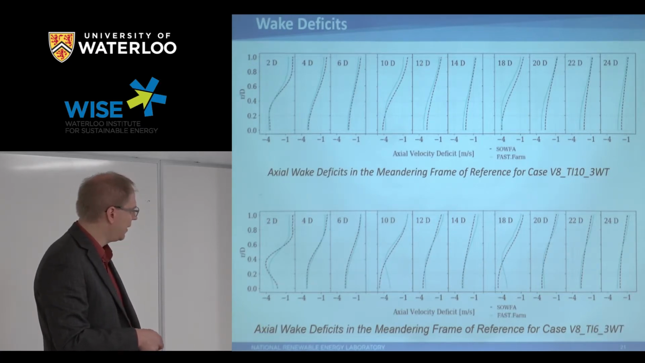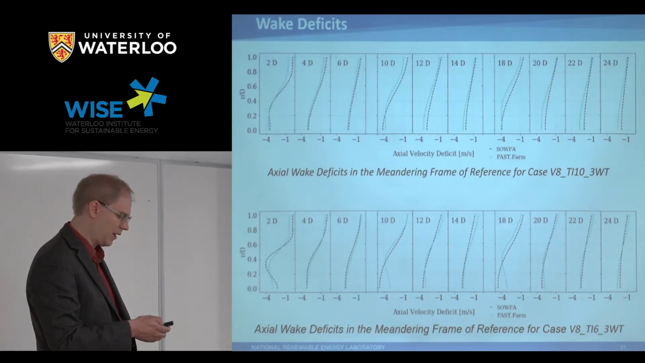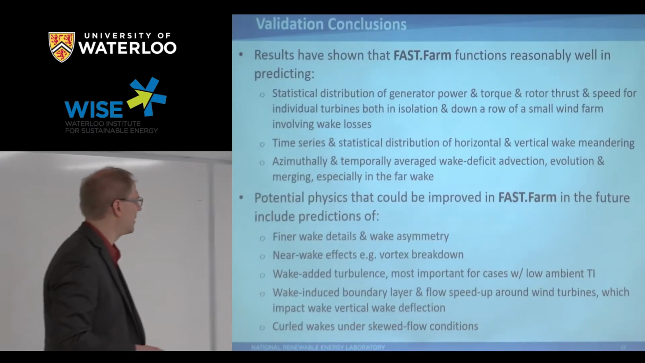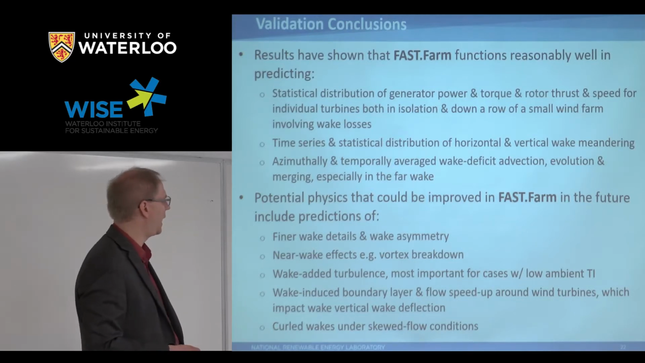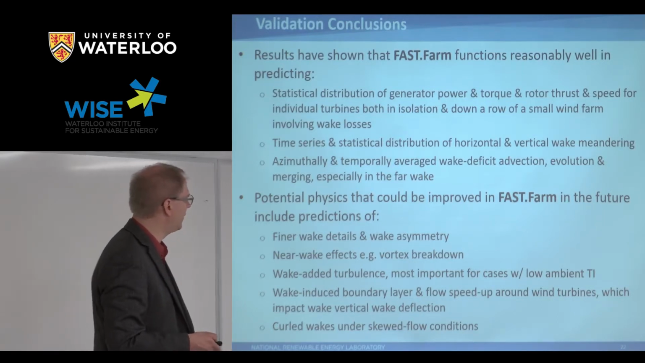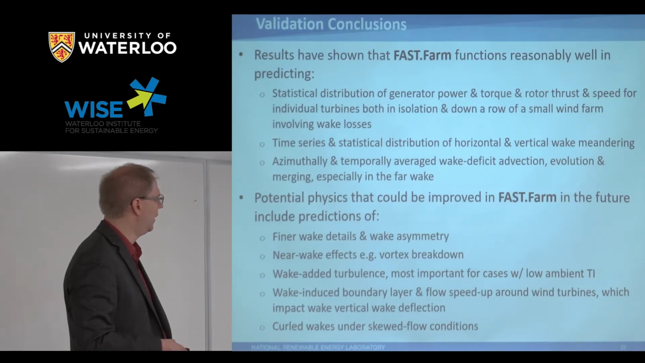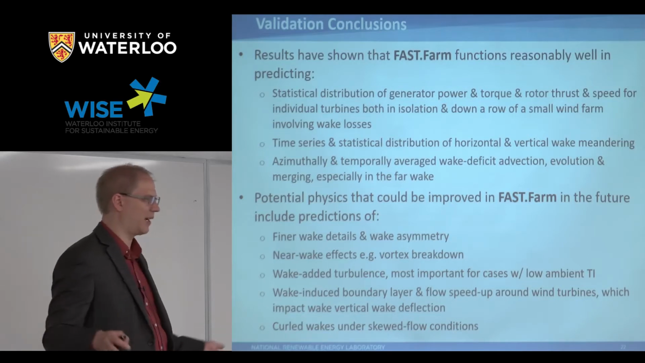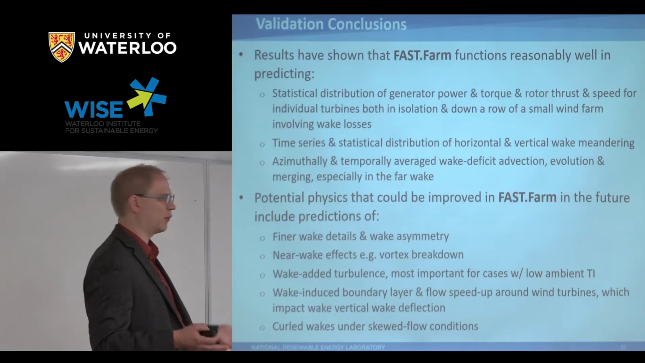Biggest differences you see are in the lowest TI case, again, because of the effect of the vortex breakdown. I've looked at these in a lot more plots, and these are just the basic conclusions we've had from our studies so far. In general, we feel like we're capturing the right statistics of the power, torque, thrust, and speed. So not only are we getting the mean effects, which is what you'd get with a steady state model, but we also get all the statistical properties about the mean.